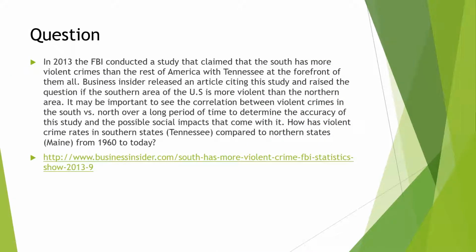That brings me to our question for the study. In 2013, the FBI conducted a study that claimed that the South has more violent crime rates than the rest of America, with Tennessee at the forefront of them all. Business Insider released an article citing this study and raised the question of whether the southern area of the United States is more violent than the northern area. It may be important to see the correlation between violent crimes in the South versus the North over a long period of time in order to determine the accuracy of the study and see the possible social impacts that come with it. So how have violent crime rates in southern states, our example being Tennessee, compared to northern states, our example being Maine, from 1960 to today?